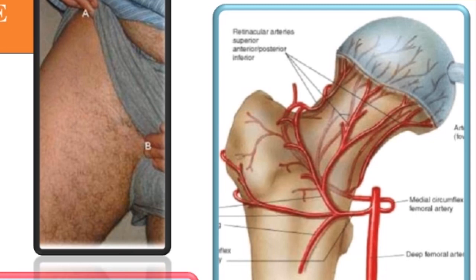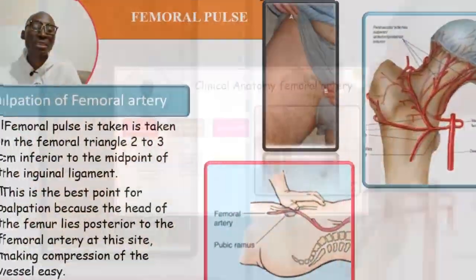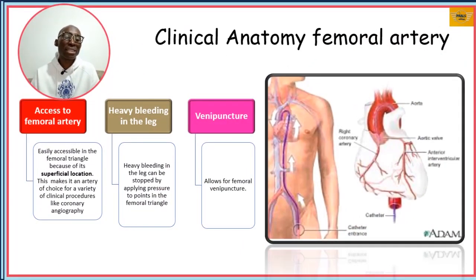Now, are there other clinical correlates regarding the femoral artery I would want us to know? Yes. First is the easy accessibility of the femoral artery. Because the femoral artery is very superficial in its location, it makes it an artery of choice for a number of clinical procedures, and one of them is coronary angiography.